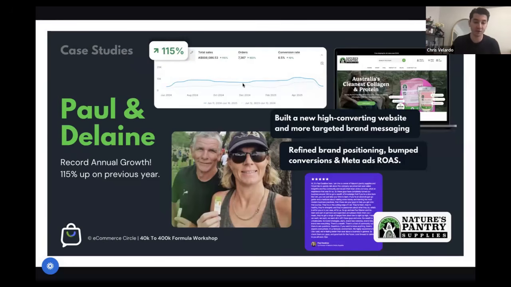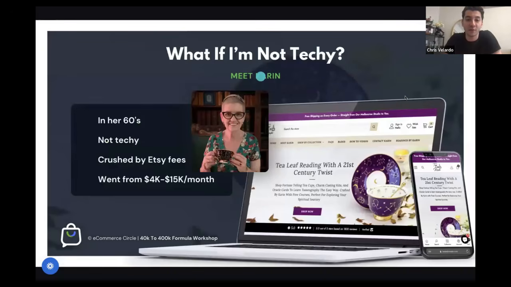And this might be the same with a lot of you. You don't need to have gigantic goals, but whatever the goals are, they are realistic and we can help to make them happen. And honestly, even with Karen, who is admittedly not techie at all, she's in her late 60s. She makes these beautiful little teacups by hand, sold them on Etsy. Was doing about 3 or 4K a month, and she knew she needed a bit of help to get this online. She knew Shopify was the way to go.